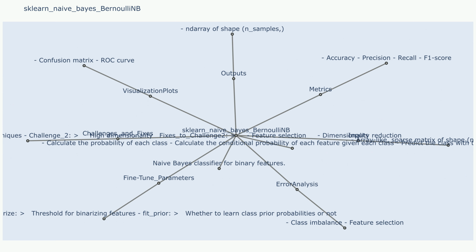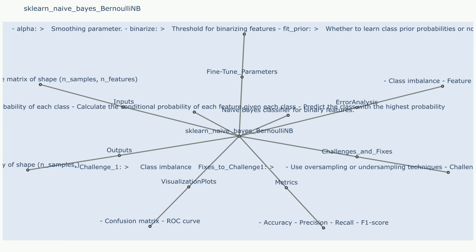Challenge 2: Class imbalance. BernoulliNB can be sensitive to class imbalance, where one class has significantly more samples than the others. This can lead to the model favoring the majority class. Sample use case that resulted in Challenge 2: fraud detection, where fraudulent transactions are much rarer than legitimate ones.